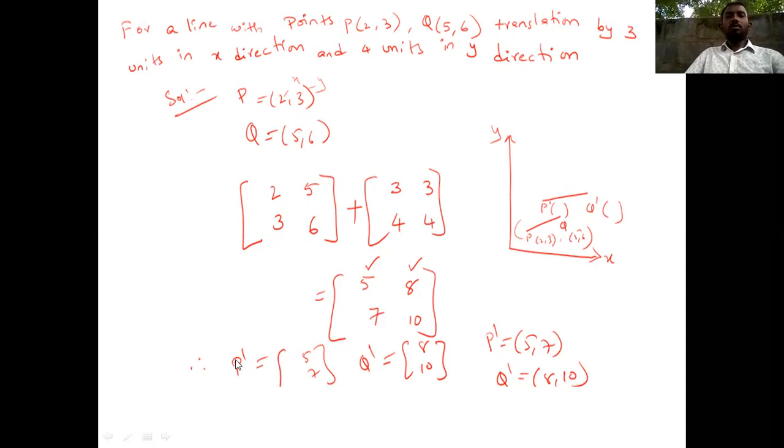So therefore, the total translation of the object is nothing but P dash equals 5, 7 plus Q dash equals 8, 10. Here, we considered x and y, but we are taking two points: P and Q. P equals (2, 3) and Q equals (5, 6). This one we can see on the screen, but it is not showing.